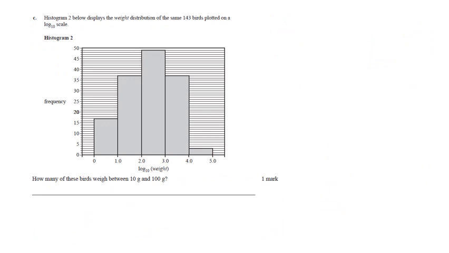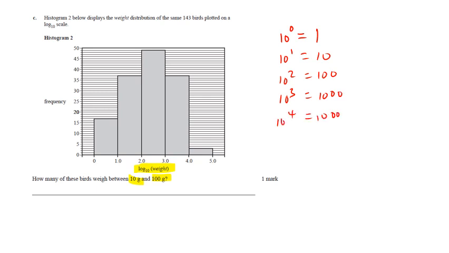Now, if you look at this, we've got ourselves a log 10 scale again, and they're asking us for between 10 grams and 100 grams. So I'm going to give a quick revision of some log stuff. 10 to the power 0 equals 1, because anything to the power 0 is 1. 10 to the power 1 equals 10, because that's itself. 10 squared is 100. 10 cubed is 1,000. 10 to the 4 equals 10,000. You can get the idea of where we're going with this pattern.